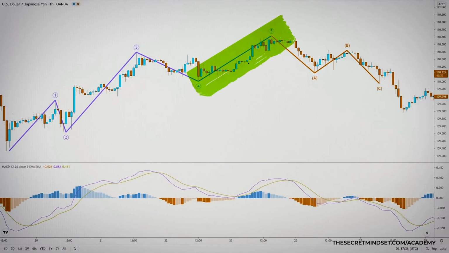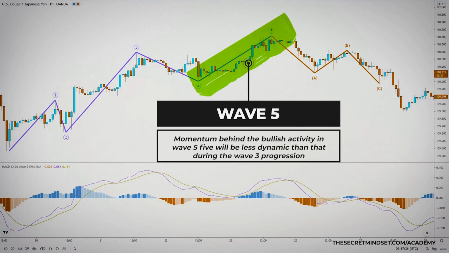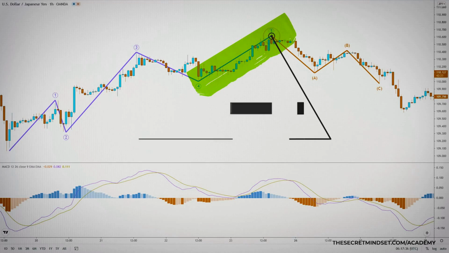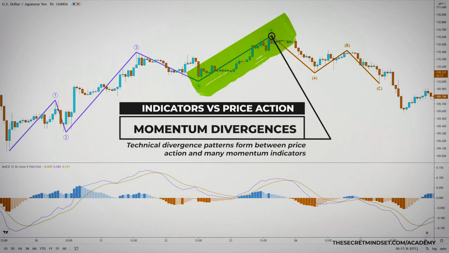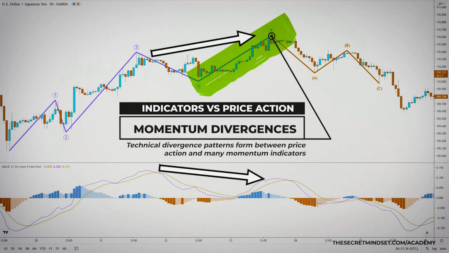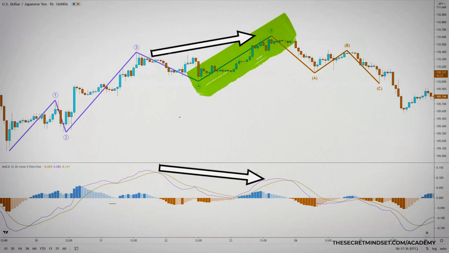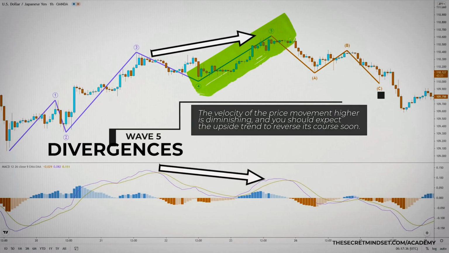The momentum behind this bullish activity in wave 5 will be less dynamic than during the wave 3 progression. This basically means that the velocity of the price movement will be more subdued than that seen during wave 3. During the late stages of wave 5, we will also see technical divergence patterns that form between the price action and many momentum indicators, such as the RSI, stochastics or the MACD. These momentum divergence signals are telling us that the velocity of price movement higher is diminishing, and we should expect the upside trend to reverse soon.